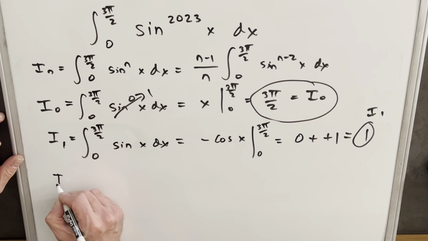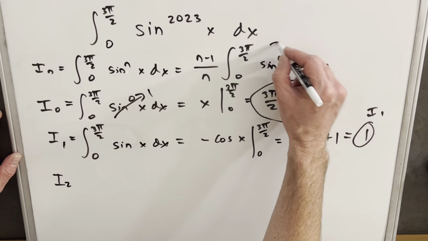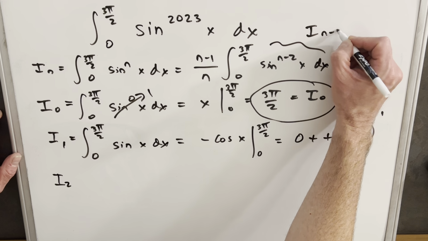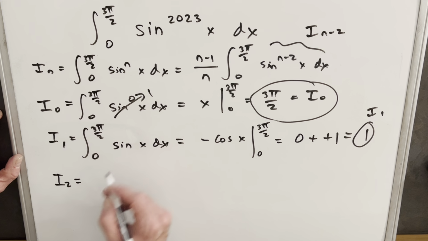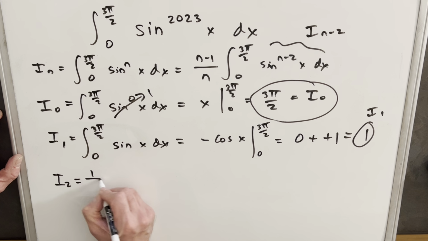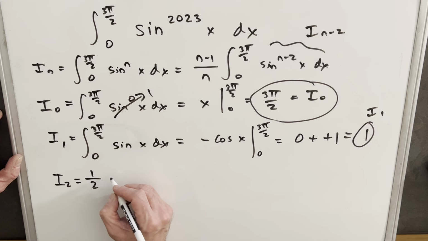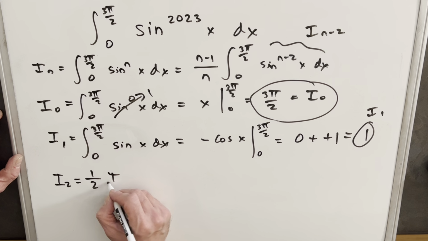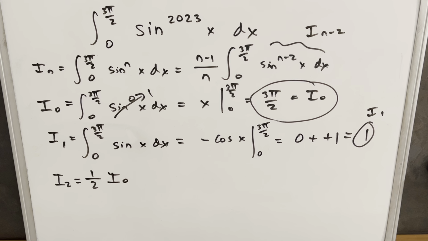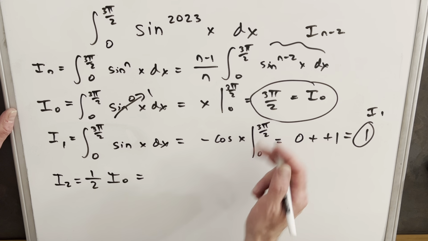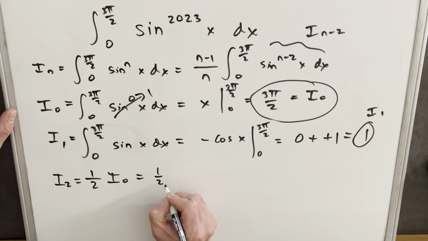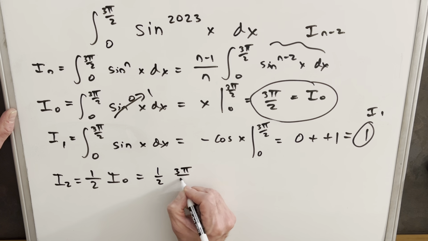Next, for I sub 2, let's just remember this formula. This is our I sub n minus 2, so we're going to use this. So n minus 1, 2 minus 1 is 1, over n, which is 2. So we're going to have 1/2 times I sub 2 minus 2, which is I sub 0. But we know what that is. We found our I sub 0, so that's going to be 3 pi over 2. I'm not going to reduce, so we're just going to leave it like this for now.